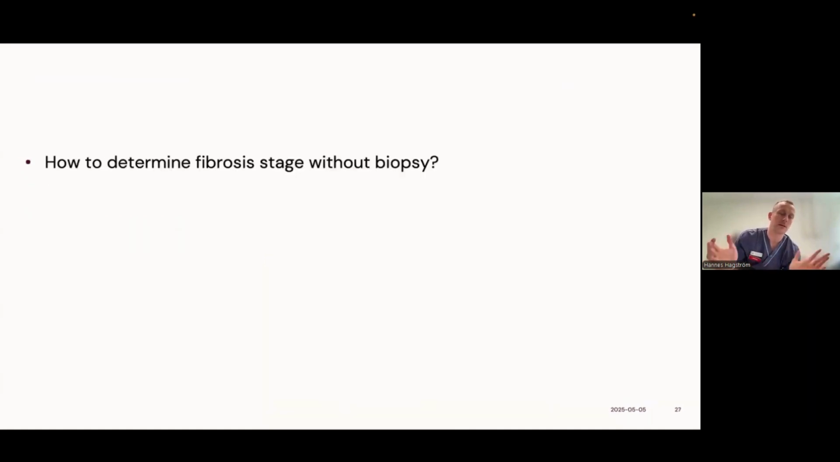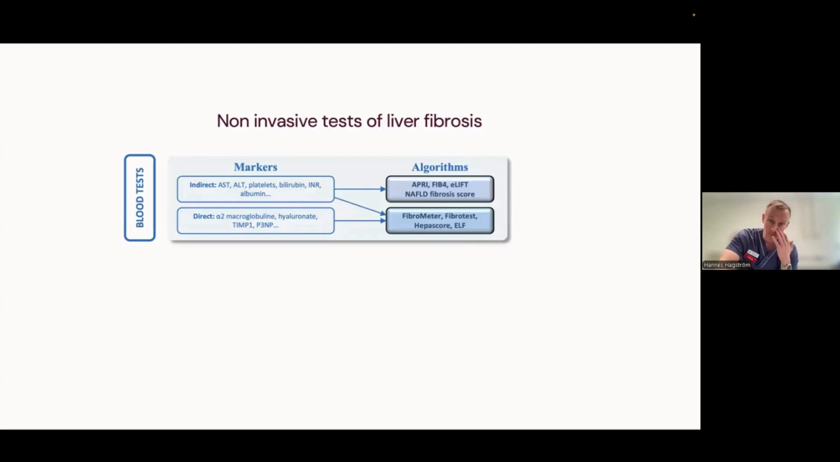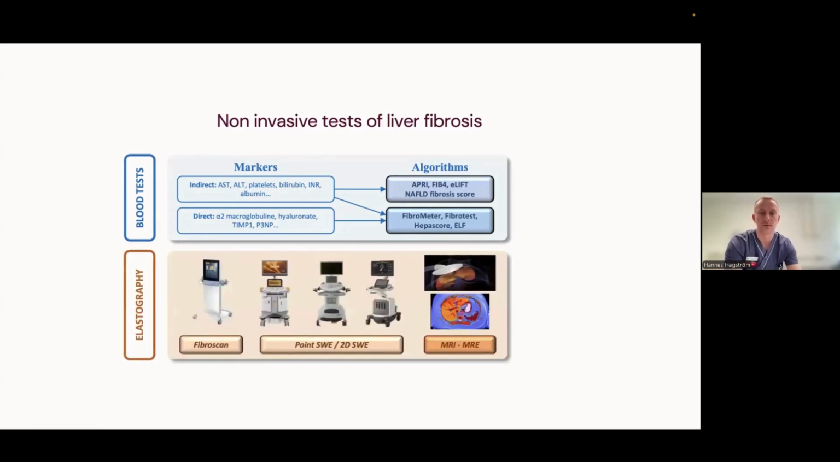So how can we then, if we want to talk about population screening, how can we determine the stage of fibrosis without the biopsy? Well, there are, of course, a lot of non-invasive tests, and this is a very hot topic, and I think it's rightfully so, because there's still a lot of work that needs to be done here. So we have markers of fibrosis, and we have algorithms. We have indirect markers such as AST, ALT, and so on, and we have more direct markers. And we can combine these markers into algorithms like FIB4, but also ELF, which are probably the most popular ones right now. And of course, we also have elastography tools.